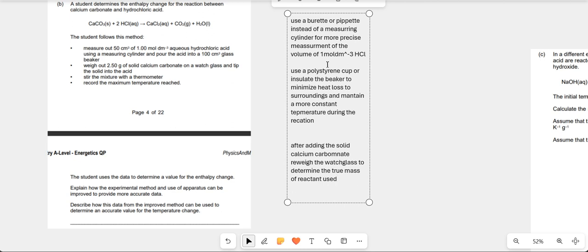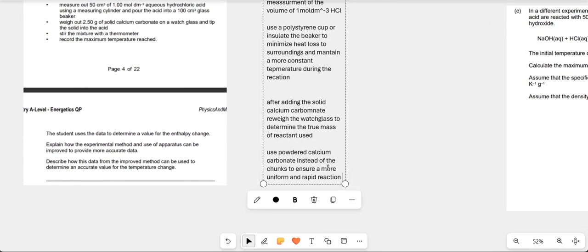And then you can use powdered calcium carbonate instead of the chunks, to ensure a more uniform and rapid reaction. Because there's going to be more surface area if it's powdered, so it's going to be quicker compared to if it's in chunks, because you're increasing the surface area that it can react. I then record the initial temperature of the solution before adding the reactant.